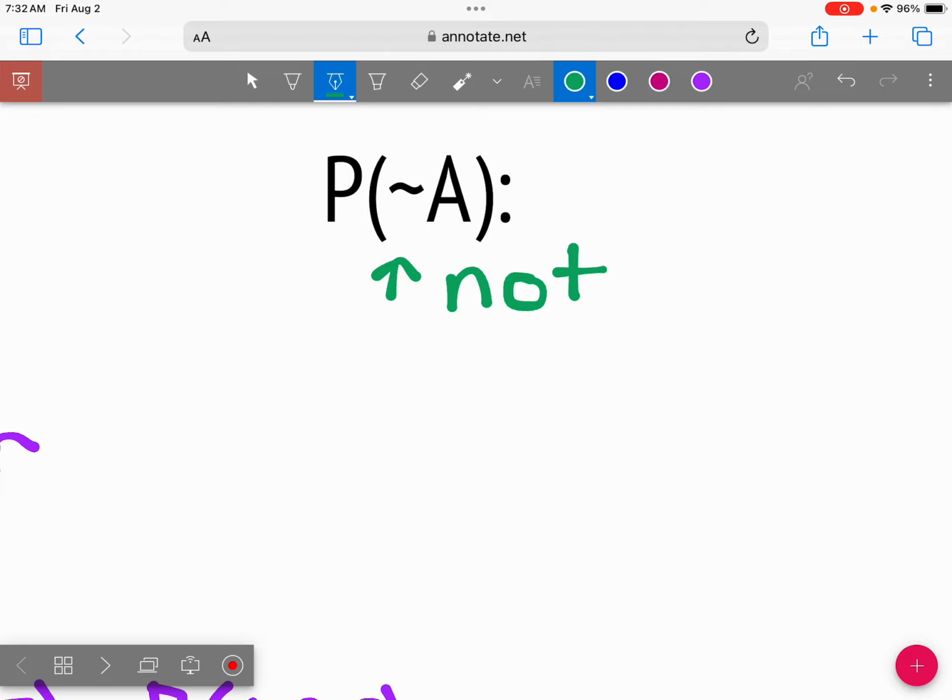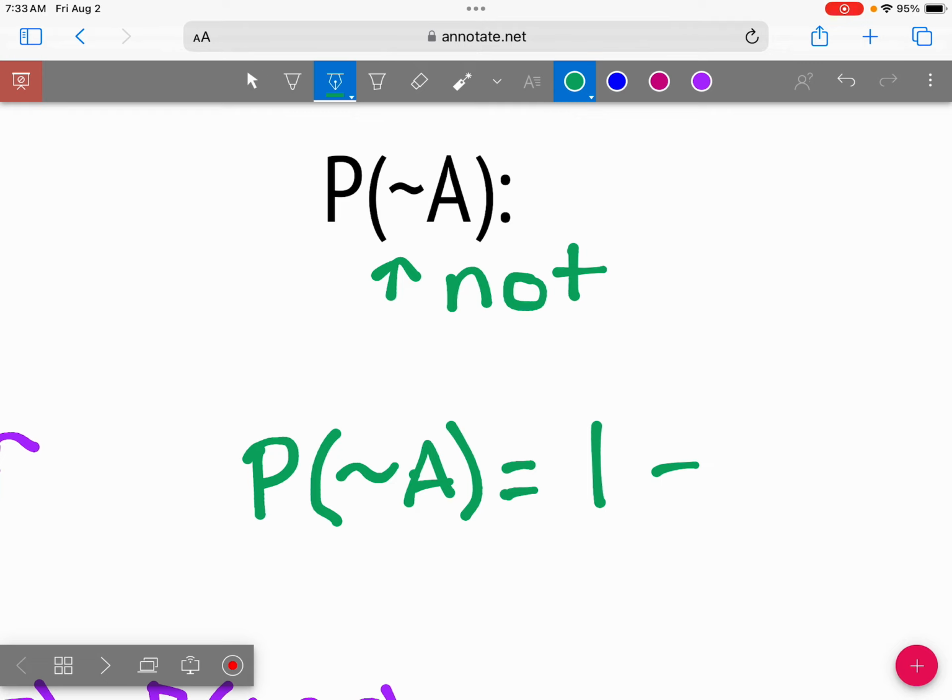All right, so one other little baby formula that we will be using today for sure is the not. And so I'm going to put it as an equal sign too. So we're going to have our probability of not A equals 1 minus the probability of A.